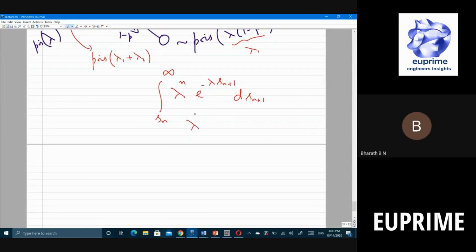So if you do this, what do you get? Lambda to the n, oh sorry, this is lambda^(n+1). The integral of e^(-lambda S_{n+1}) from S_n to infinity is divided by minus lambda. So what do you get? You get lambda power n, and since infinity gives 0, here you get e^(-lambda S_n). So you got what you wanted. Again, 0 less than S1 less than and so on less than S_n. I should write that. Fine?